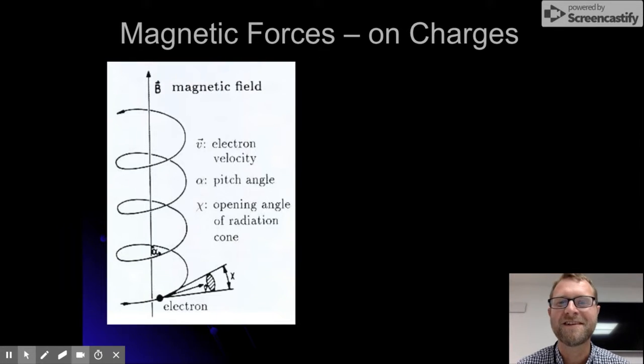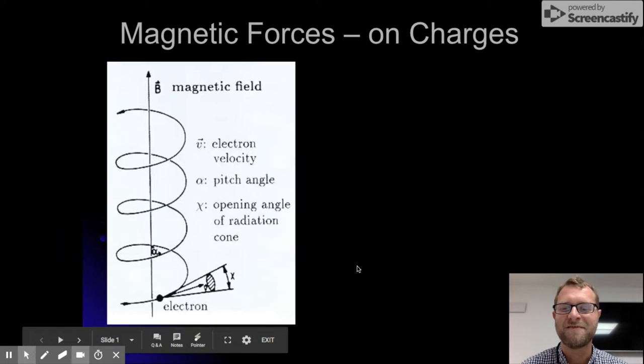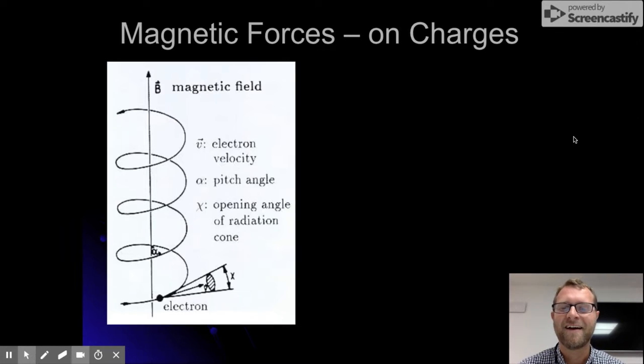Hello, welcome to this brief podcast on the magnetic forces on charges, normally electrons, sometimes protons, as they travel through a magnetic field, as you can see from the diagram. What we've got here is an electron which is traveling around a magnetic field, and you see it tends to have a very circular route.